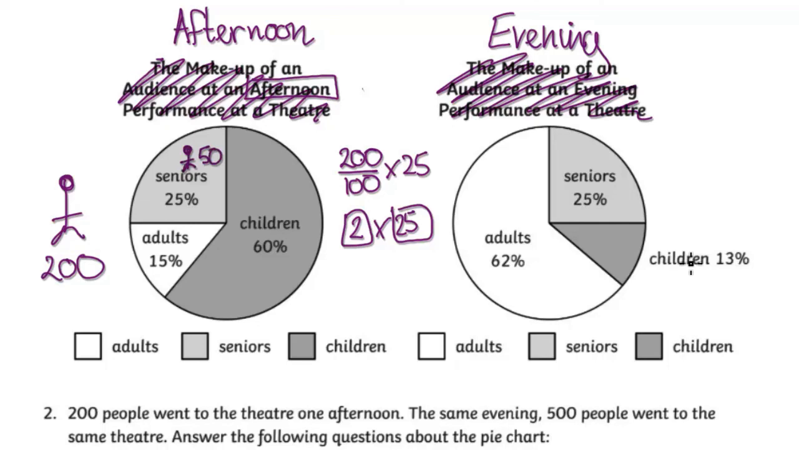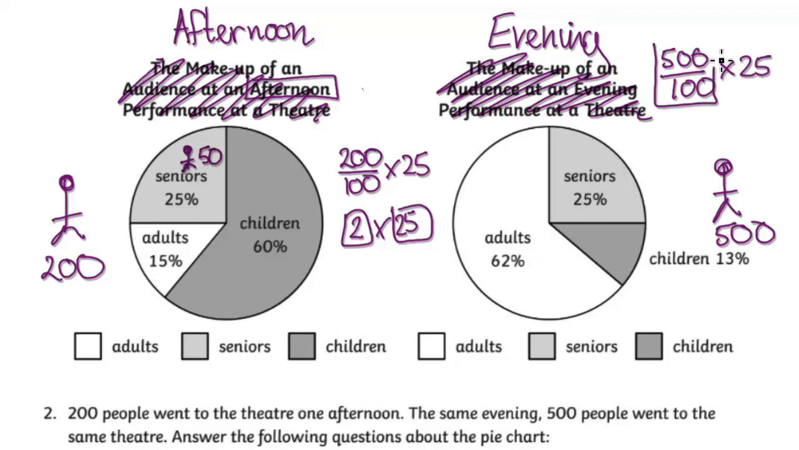And then let's look at the evening one. For the evening one, you would get your whole amount, which would be 500 people from earlier, because down here it says 500 people. Cut it up into 100 equal pieces, and then it's saying seniors are 25 pieces, so get 25 pieces. Simplify this: this would be 5, and then times 25. 5 times 25, use whichever method you want, or jump to a calculator. It should come up to 125. So the number of people here would be 125.